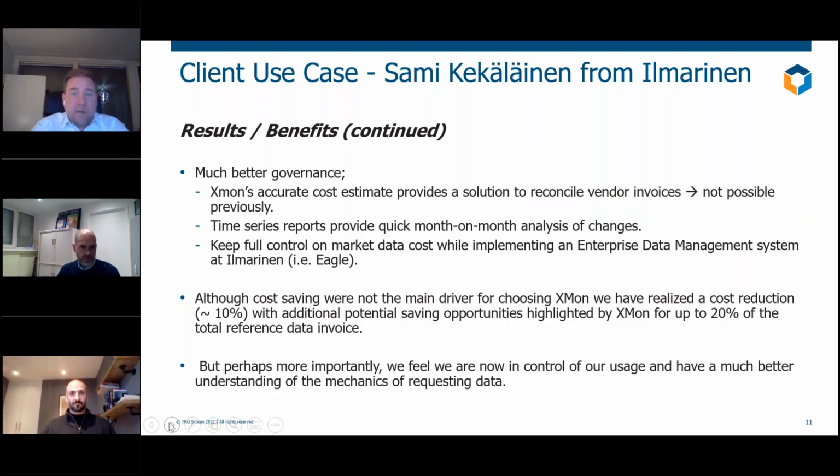So far, money-wise, we have been able to reduce costs around 10%, and by having the understanding and visibility, we know that there is still some room to make additional savings by reducing some high-cost categories, and this is all pinpointed by Xmon.